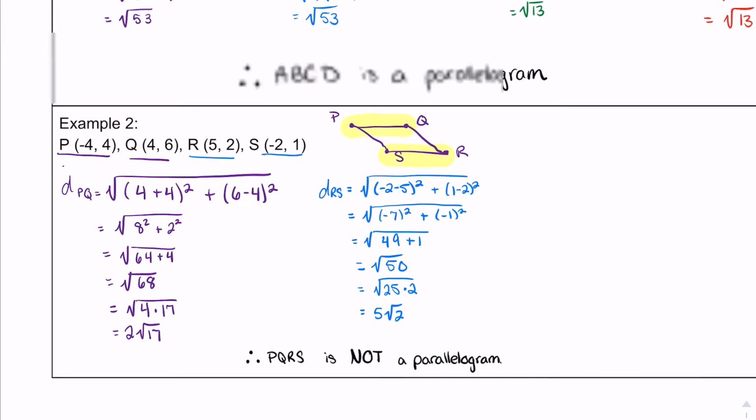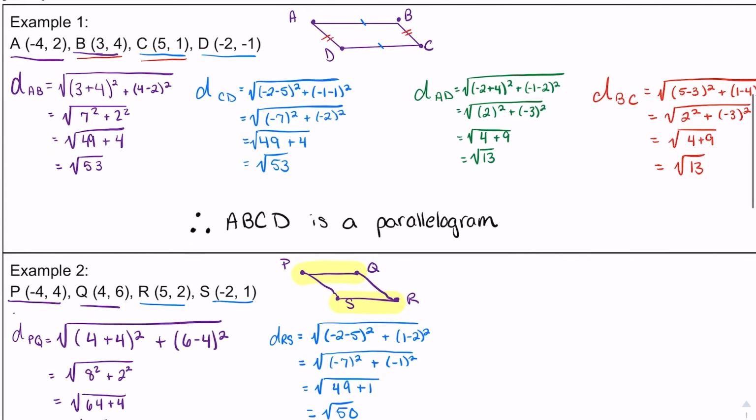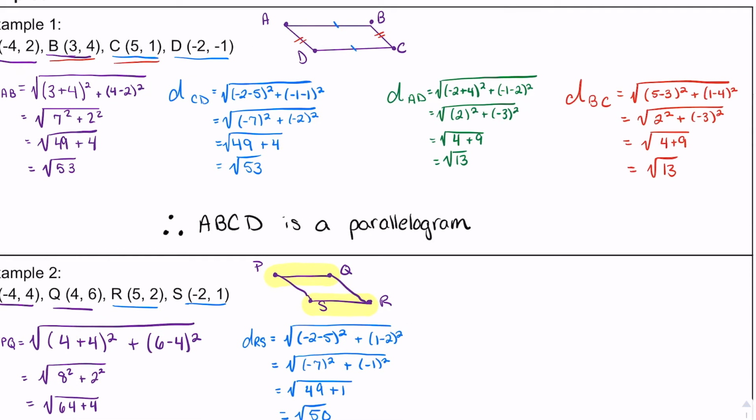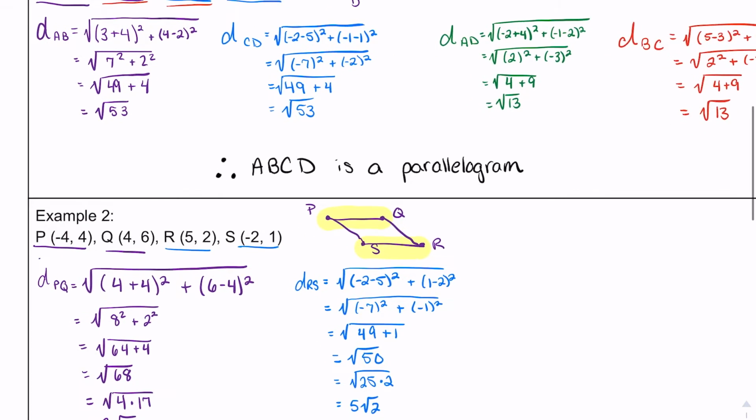So just to recap, for example 1, we showed that the top and the bottom, or line segment AB and CD, were congruent. They both equaled the square root of 53. The left and right, they both equaled the square root of 13. So that told us that the left and right were congruent. And since both pairs of opposite sides are congruent, that makes ABCD a parallelogram.